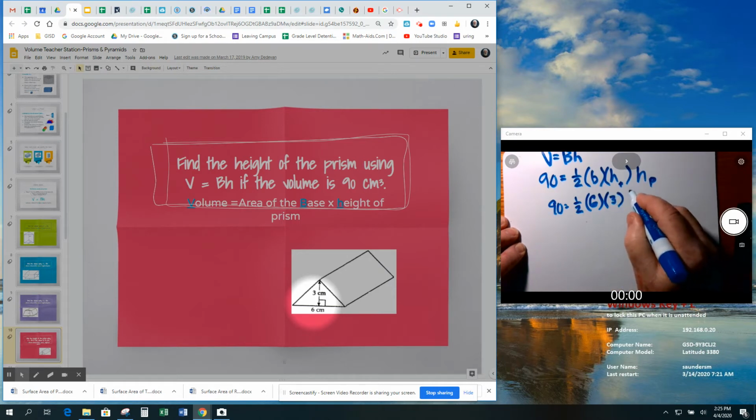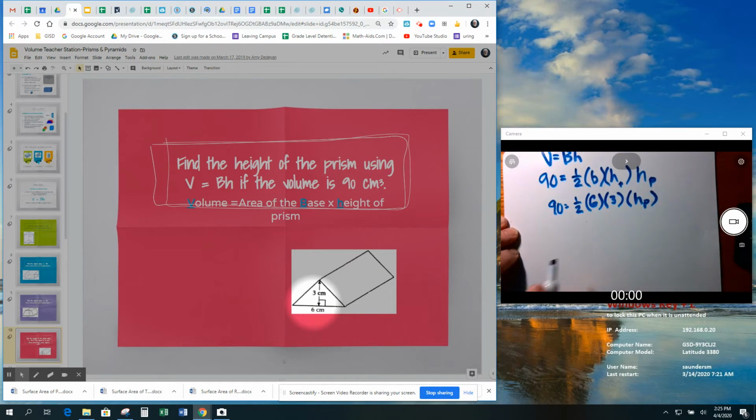And the height of our prism is unknown. So we're going to just put HP there. Okay, so I can multiply through. I get 1/2 of 6 is 3. 3 times 3 is 9. So now I have 9 times HP equals 90.